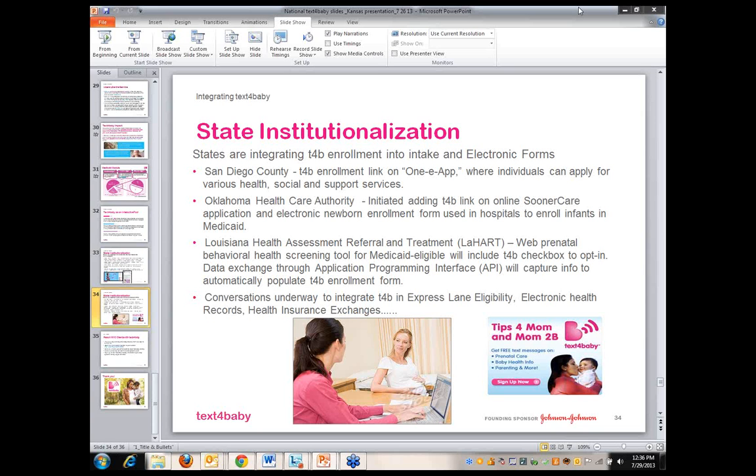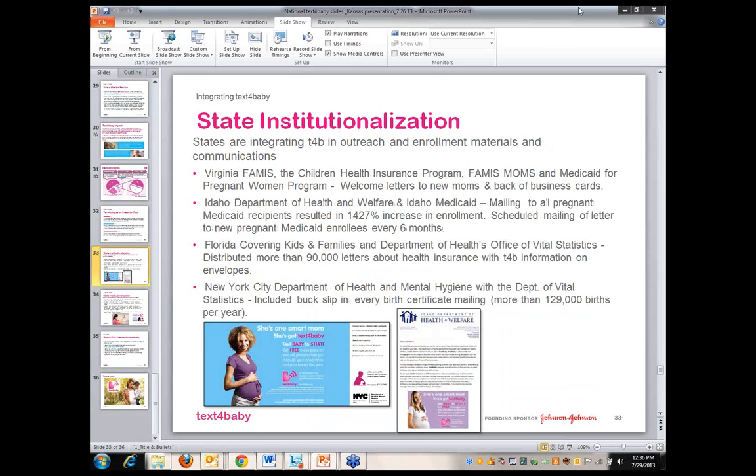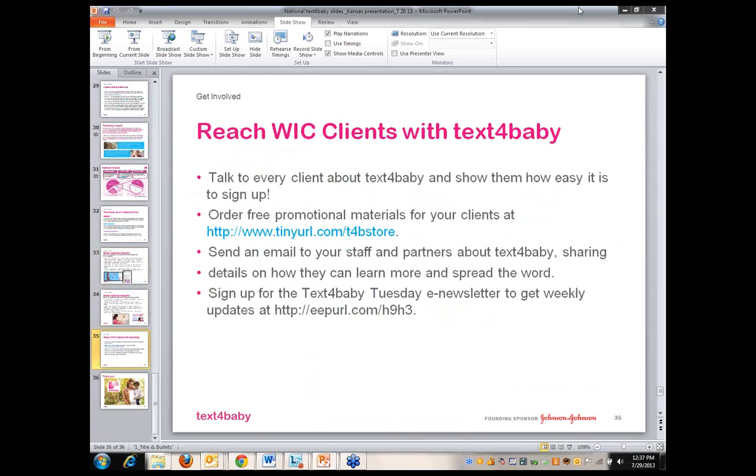We've had the Oklahoma Healthcare Authority start initiating the process of adding a Text4baby link to their Sooner Care application, and then a number of other ways that they've been able to do this. But this is long-term ideas. And going back up here, these are more state level. But if you do work with the state health department, you can do this on a state level. But again, you could do this in your local city or county health department or whatever entity you work in. So just other ideas in addition to what we've spoken about earlier.